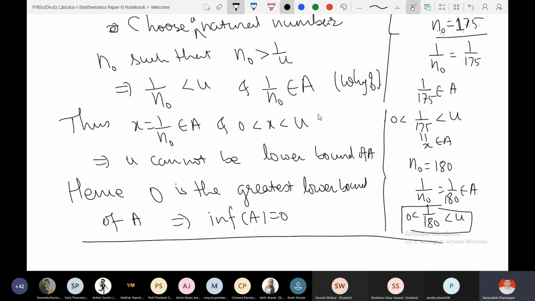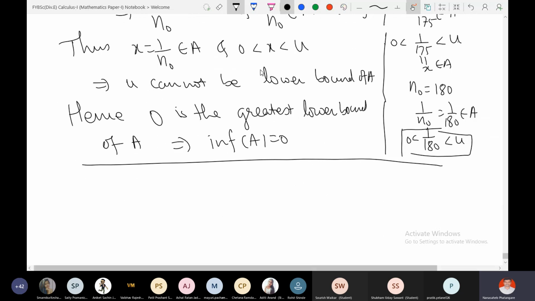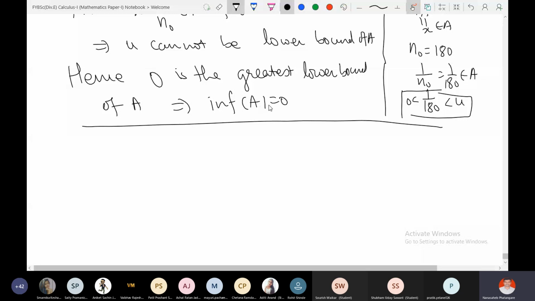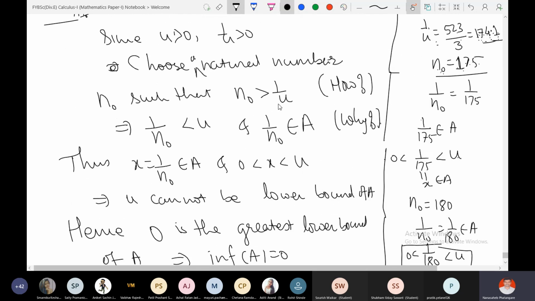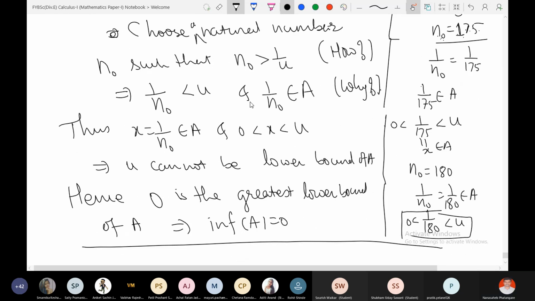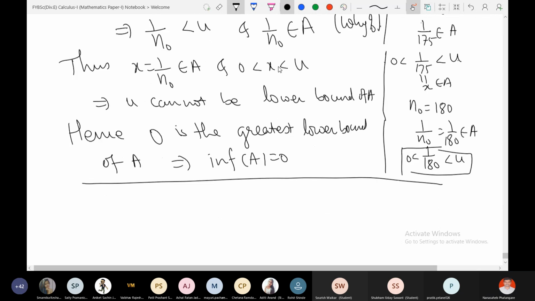This is clear. Yes, sir. Now the question is: what is the guarantee that given any real number there is a natural number greater than that? That we will prove later on, which is the Archimedean property of real numbers. The Archimedean property is very essential because it guarantees that, given any real number, we can produce a natural number greater than that. That ensures such an n exists. Right.